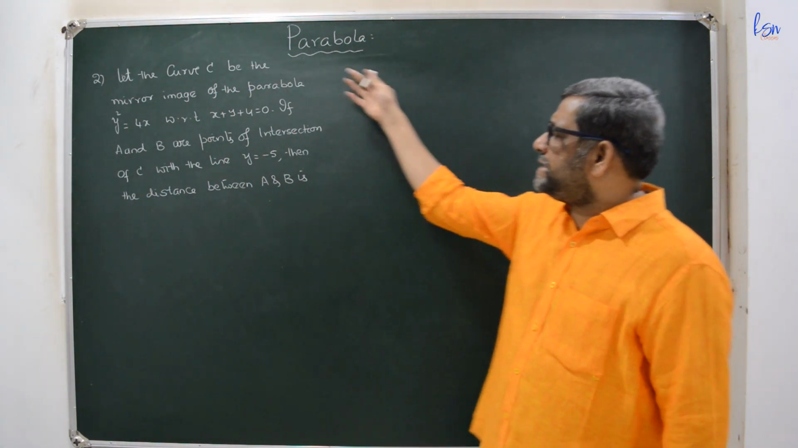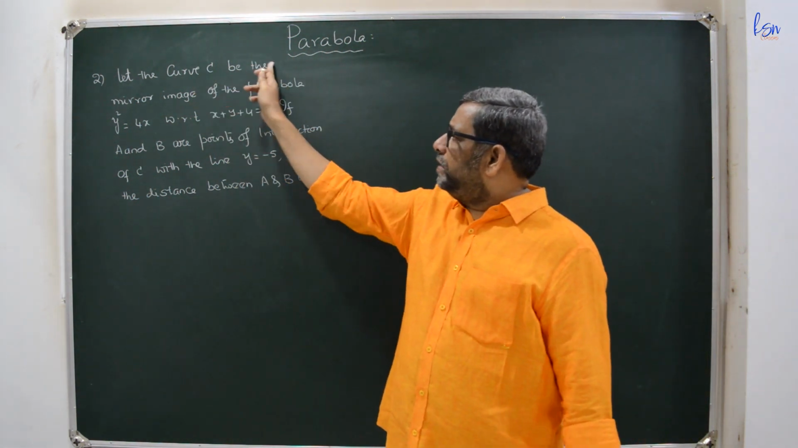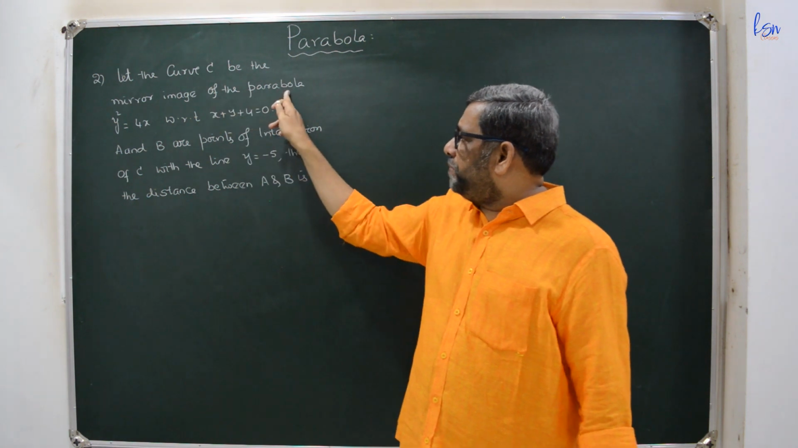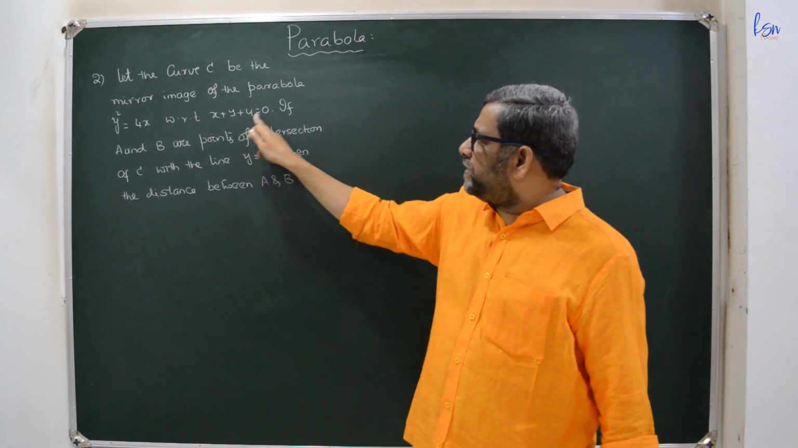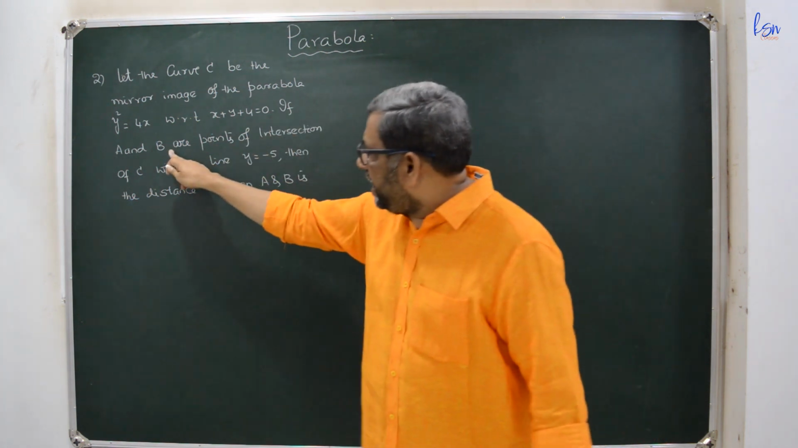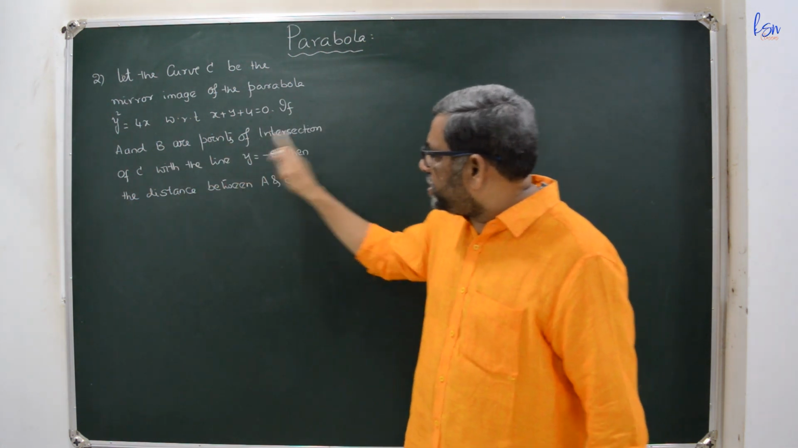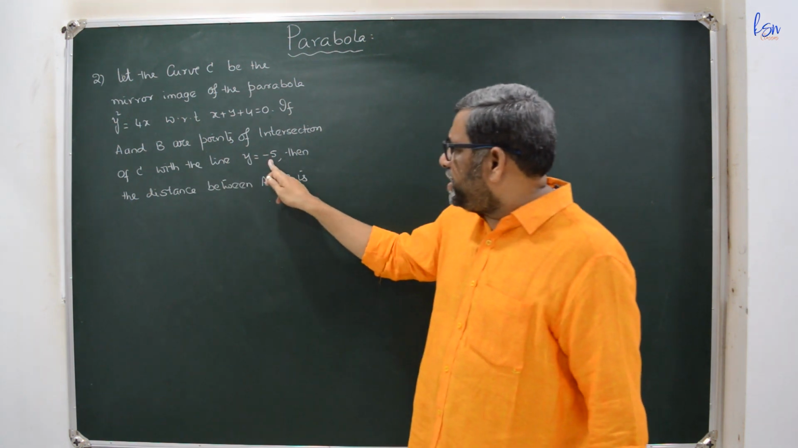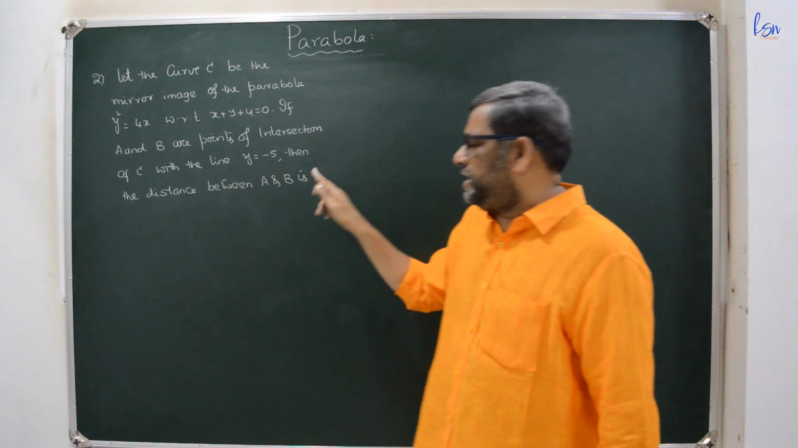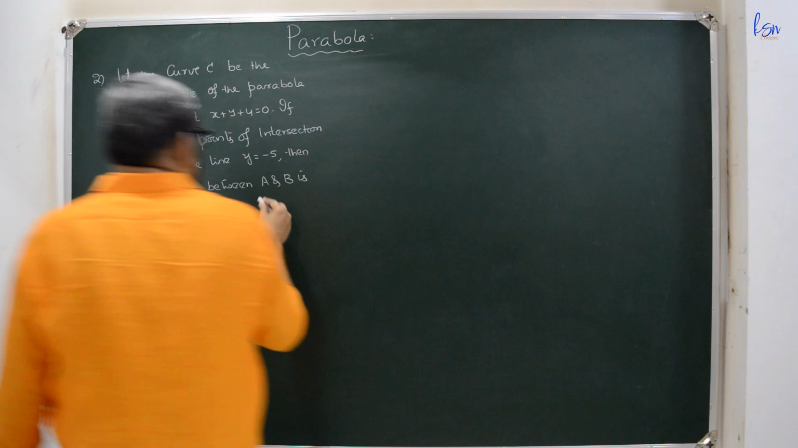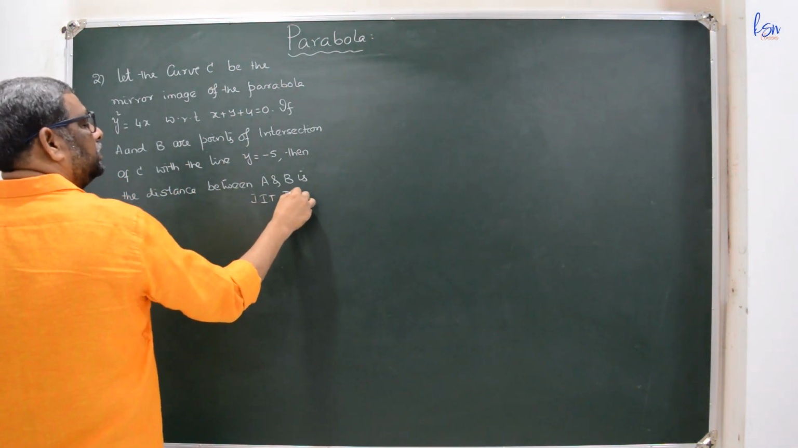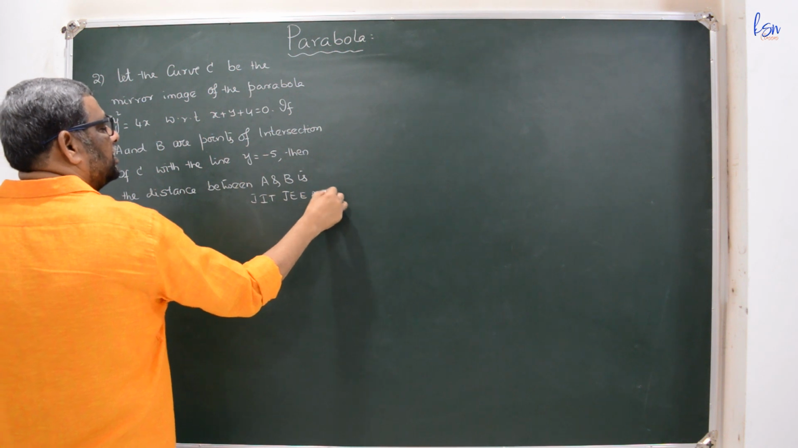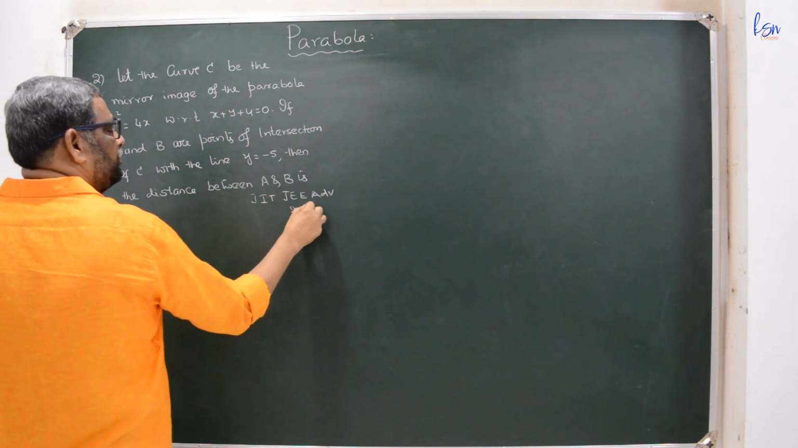The second problem is: let the curve C be the mirror image of the parabola y square equal 4x with respect to x plus y plus 4 equal 0. If A and B are points of intersection of C with the line y equal minus 5, then the distance between A and B is. This is a question asked in IIT JEE Advanced in 2015.